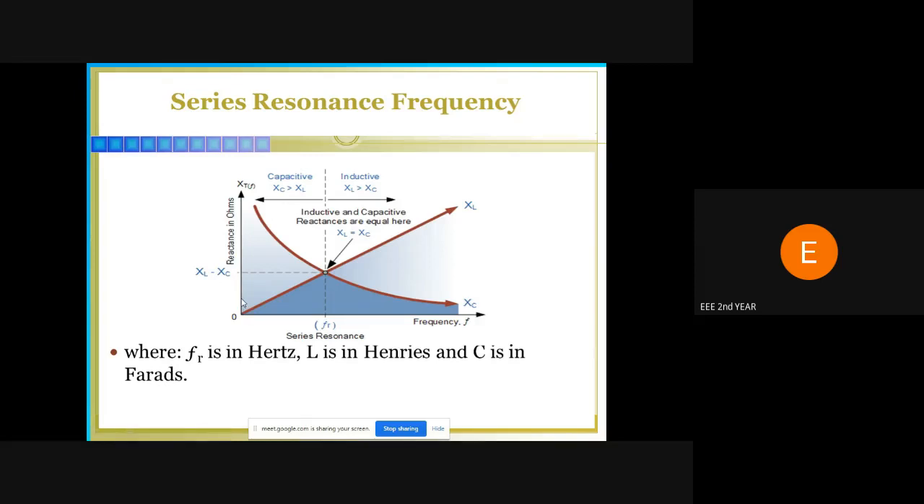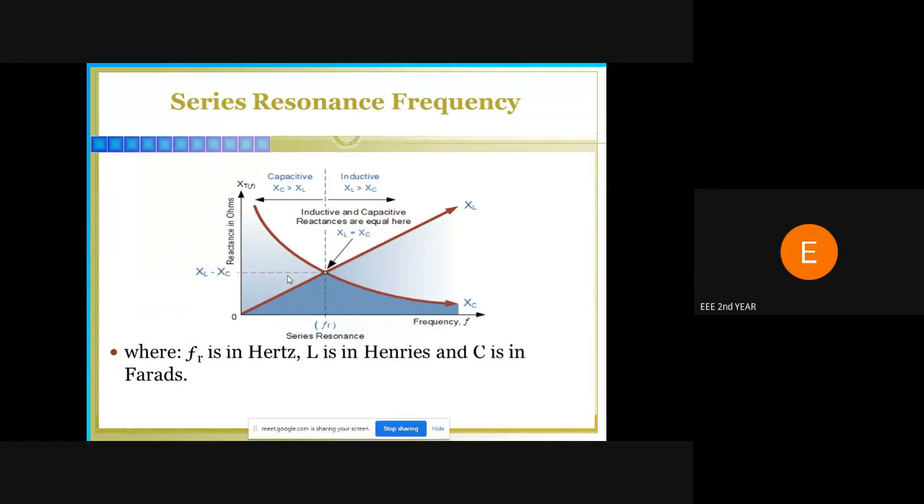If the frequency is increased, the inductive reactance increases linearly. But if you increase the frequency, the capacitive reactance becomes lower, it decreases. The curves meet at this point only, where XL and XC are equal. As the frequency increases, XL increases, while as the frequency reduces, XC increases. So at that point XL equals XC, and this is the resonant point.